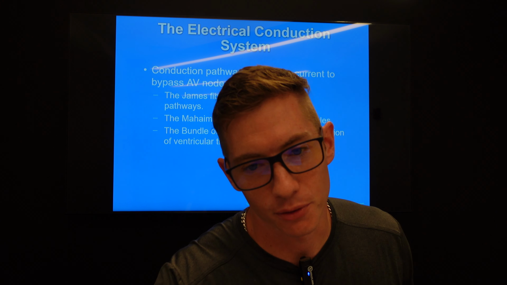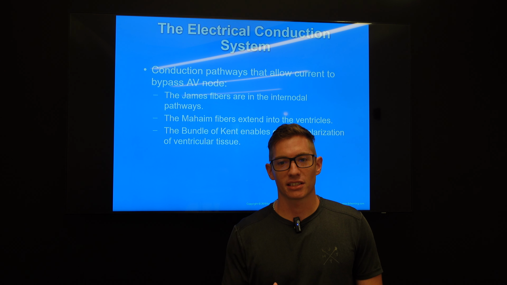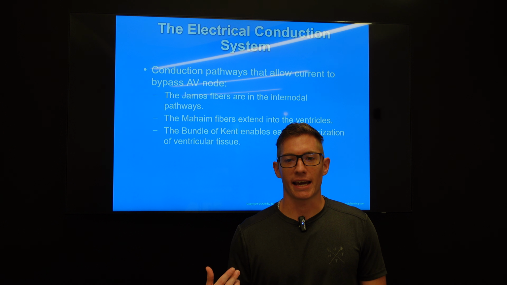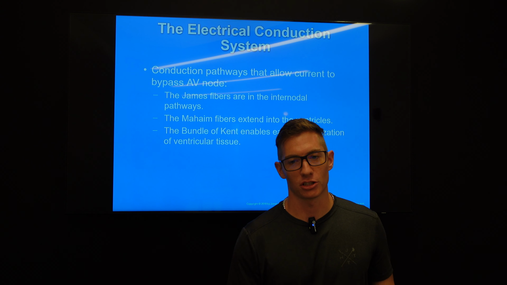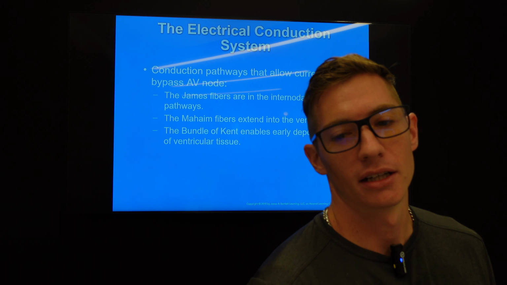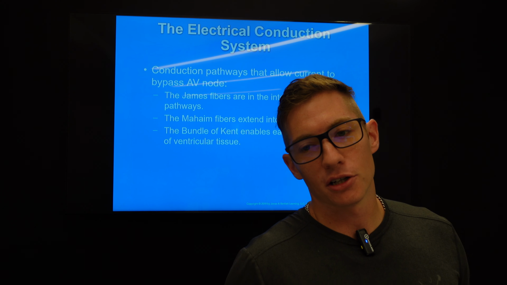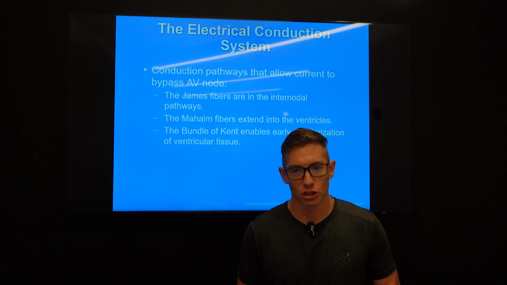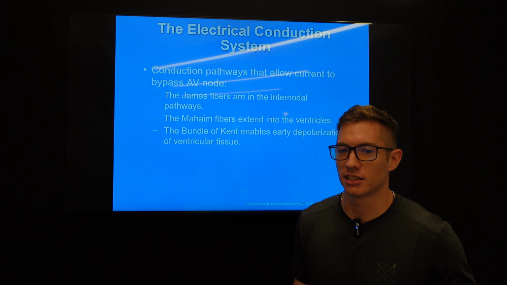Accessory conduction pathways are extra heart muscle tissue that connects the atria and ventricles, bypassing the AV node. You have the James fiber. This is in the atrial internodal pathways, and it extends into the ventricles bypassing the AV node. Then you have your Mahaim fibers. It is in the AV node, the bundle of His, and the bundle branches. This extends into the ventricles and provides a common pathway for re-entrant dysrhythmias.